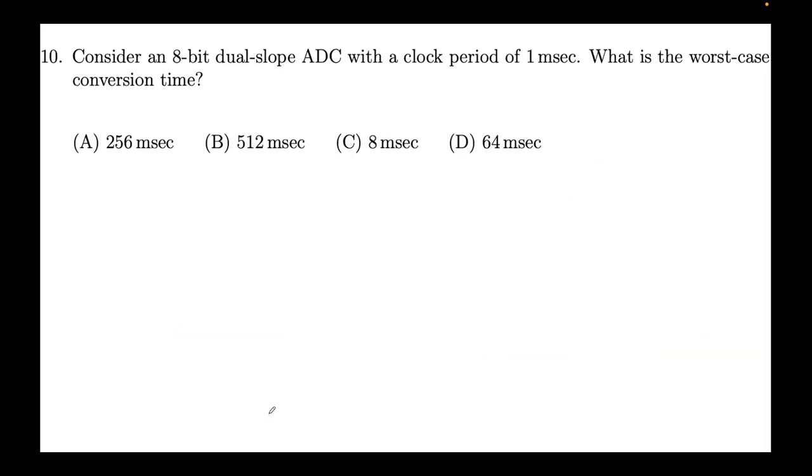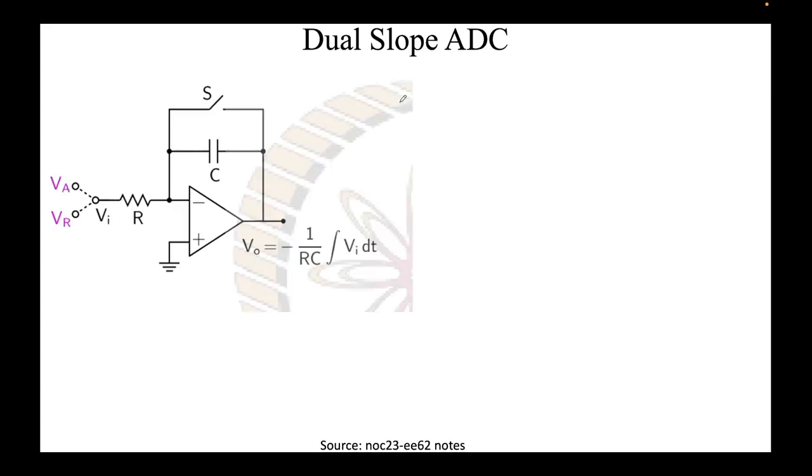Coming back to the next problem, we now see a third type of ADC, which is the dual slope ADC. Let's first see what dual slope ADC means. Forget about the left side for now, just see this R, C and switch.